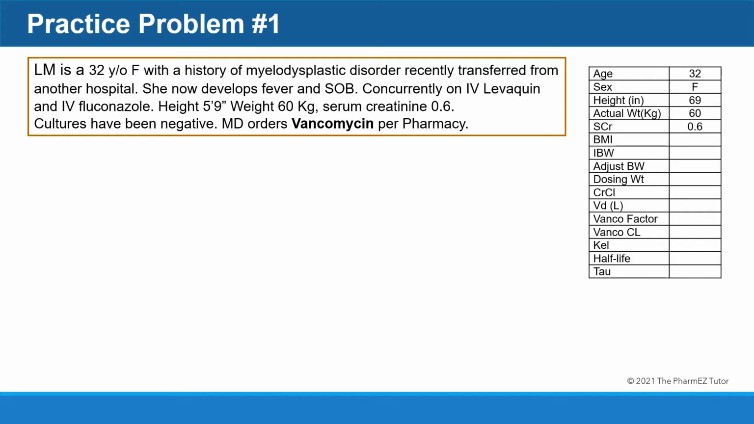LM is a 32-year-old female with a history of myelodysplastic disorder, recently transferred from another hospital. She now develops fever and shortness of breath. She's concurrently on IV Levaquin and IV fluconazole. Her height is 5 foot 9 inches, weight of 60 kilograms, and serum creatinine of 0.6. Cultures have been negative. The MD orders vancomycin per pharmacy. You may stop or pause the video at this point to solve this case.